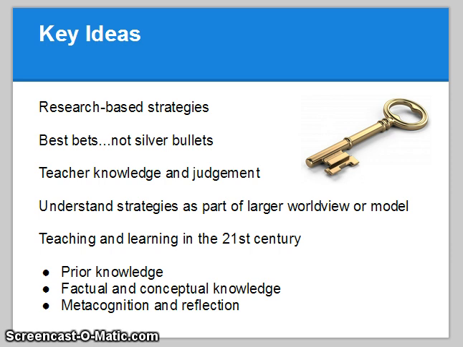In the second edition, they talk about how the strategies connect to the idea of 21st century learning and 21st century skills. These strategies really line up with that. We know that students bring prior knowledge, and that's important. We know that they need factual and conceptual knowledge, and that learning really happens when they're reflecting on their learning, thinking about the how and why of their learning. So cognition matters as well.